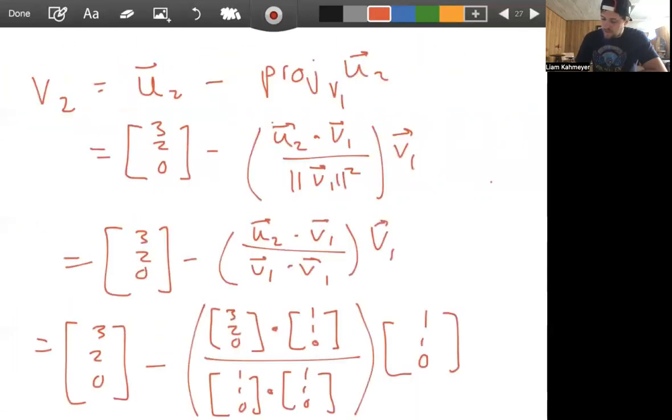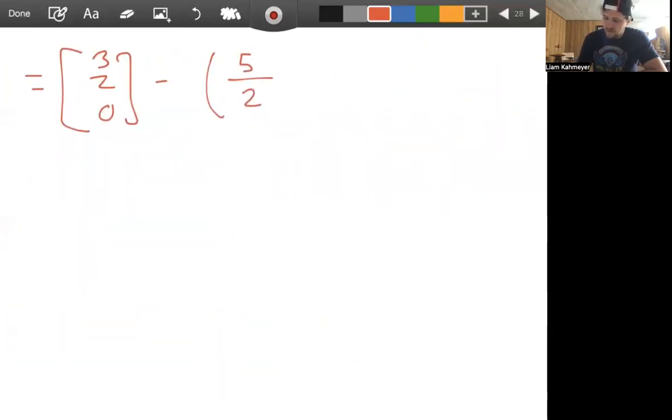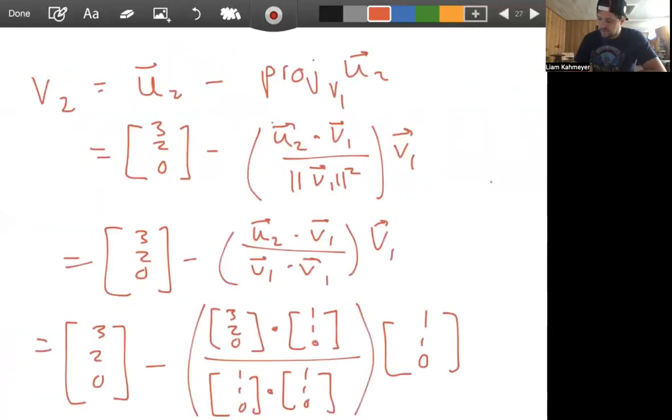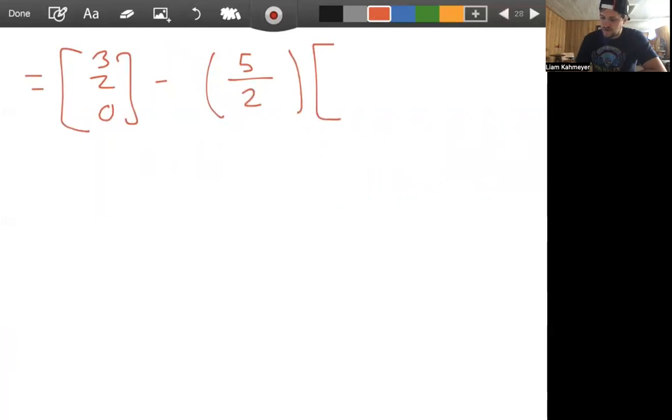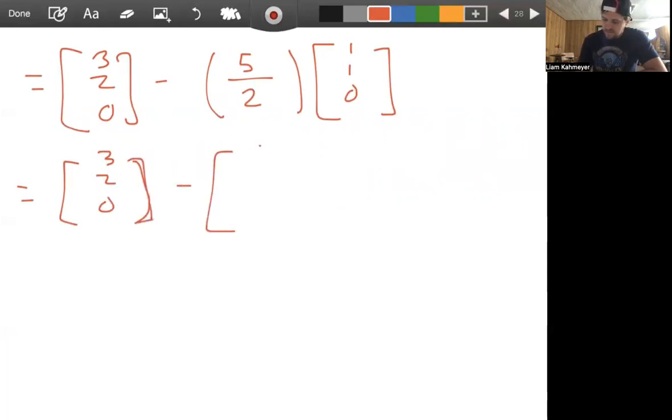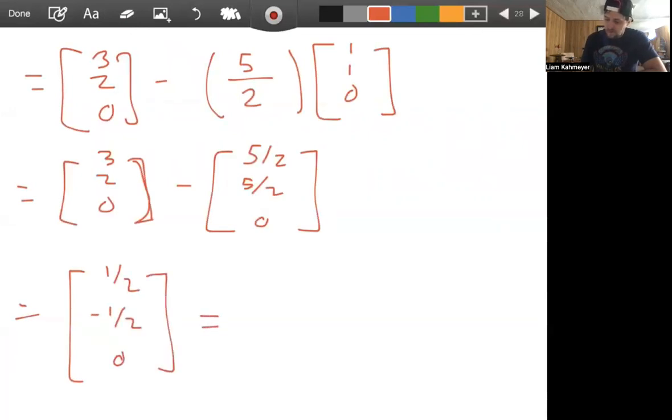divided by 1 plus 1, which is 2. So that was the dot product of the top and bottom in the parentheses here, and we're scaling (1, 1, 0) by that. So what we have is (3, 2, 0) minus (5/2, 5/2, 0), which gives us the vector, well, 3 is 6/2, so that'd be 1/2, then -1/2, and then 0. And this is our vector V2.